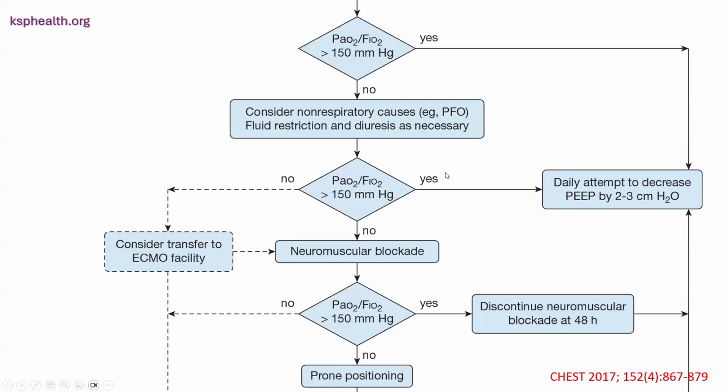When the PF ratio improves, again, attempt to decrease PEEP 2 to 3 centimeters every day. If it's not improved, consider ECMO at this point. Use neuromuscular blockade. If it improves after 48 hours, decrease or discontinue neuromuscular blockade. If it doesn't improve, consider ECMO.